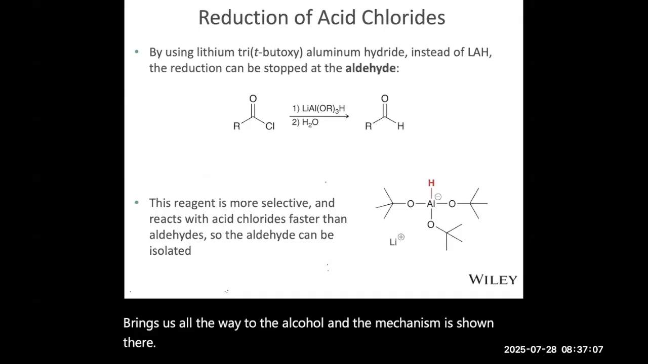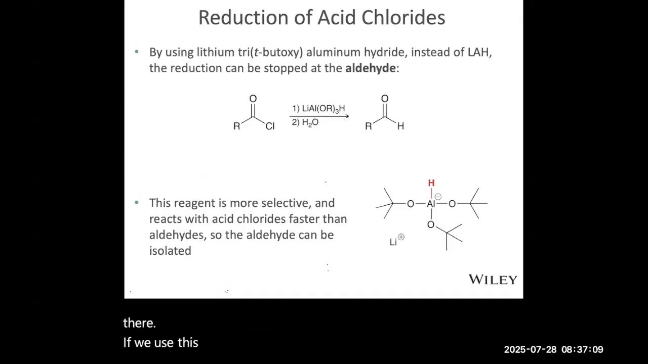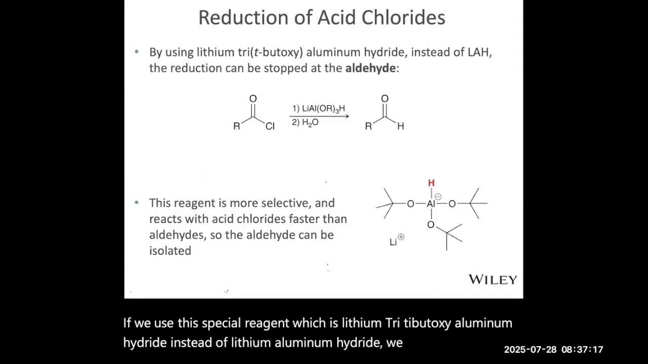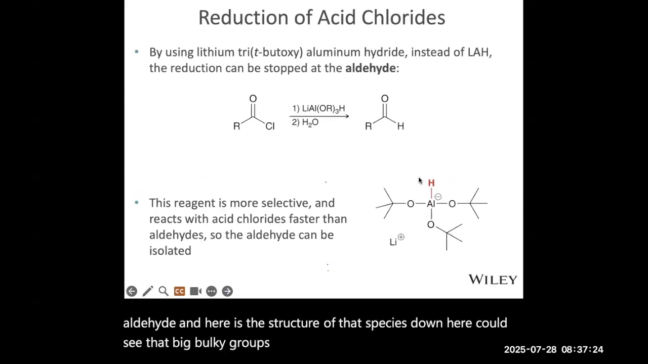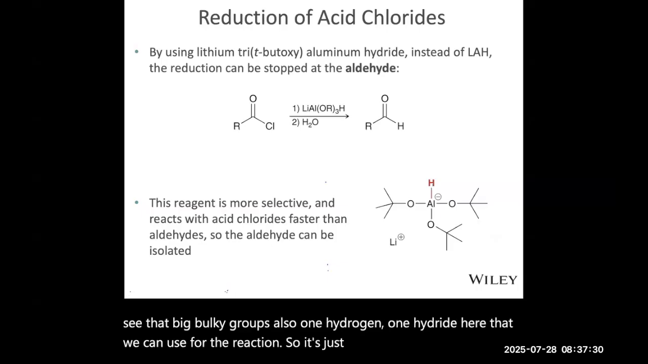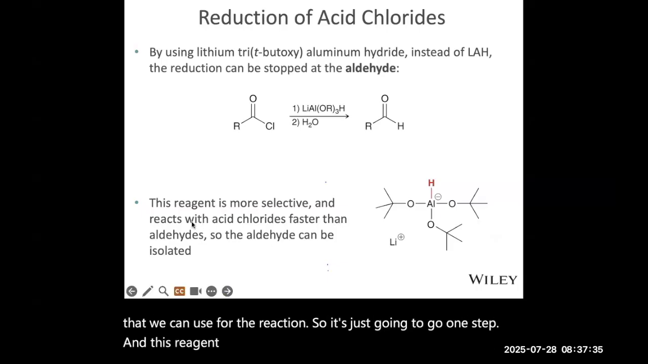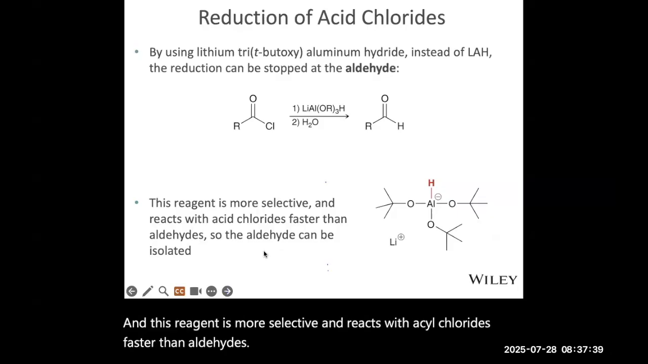If we use this special reagent, which is lithium tri-tert-butoxy aluminum hydride, instead of lithium aluminum hydride, we can stop at the aldehyde. And here is the structure of that species down here. You can see that it has big bulky groups, and also one hydride that we can use for the reaction. So it's just going to go one step. And this reagent is more selective and reacts with acyl chlorides faster than aldehydes so that the aldehyde can be isolated.